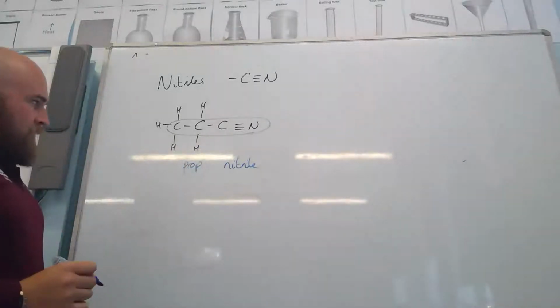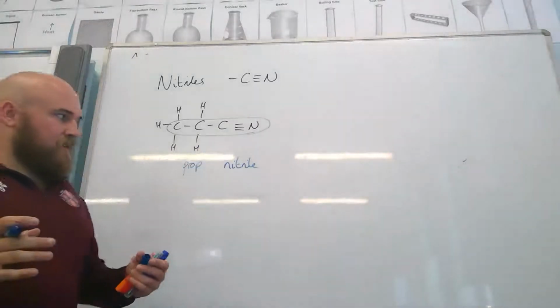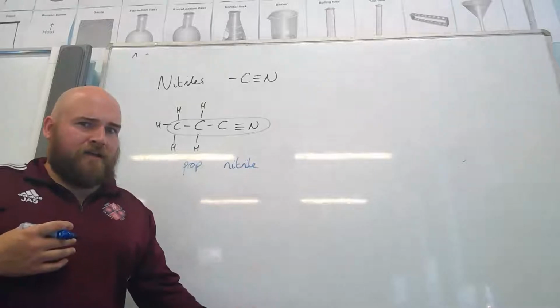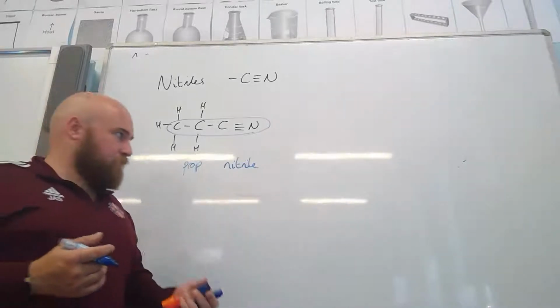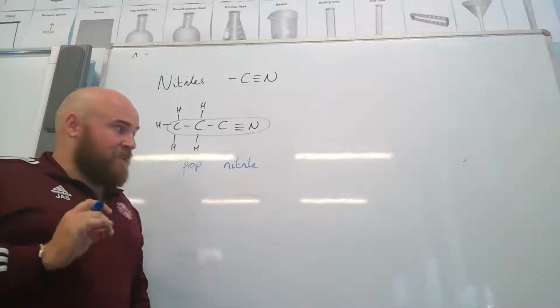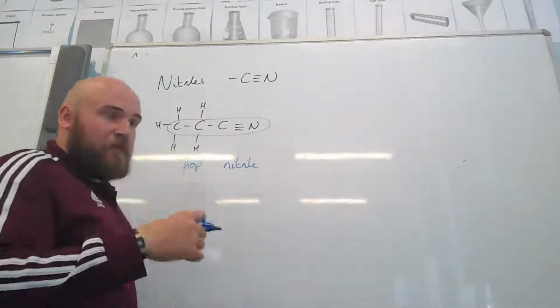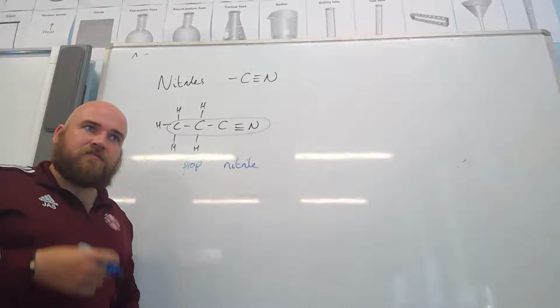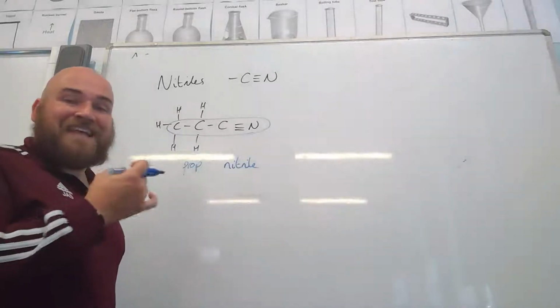And now this is where students think it's 50-50. Is it propyl nitrile or is it propan nitrile? It's one or the other. It's actually, in this case, neither. This is one of those rare occasions where, like before with the diones and the diols and the dioic acids, you have to include the letter E.